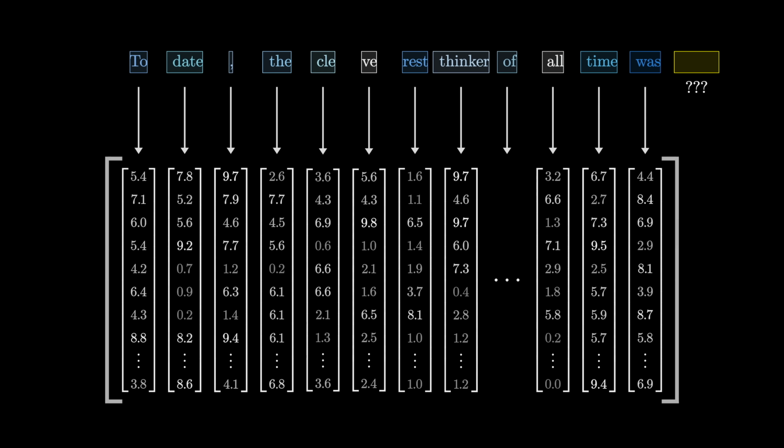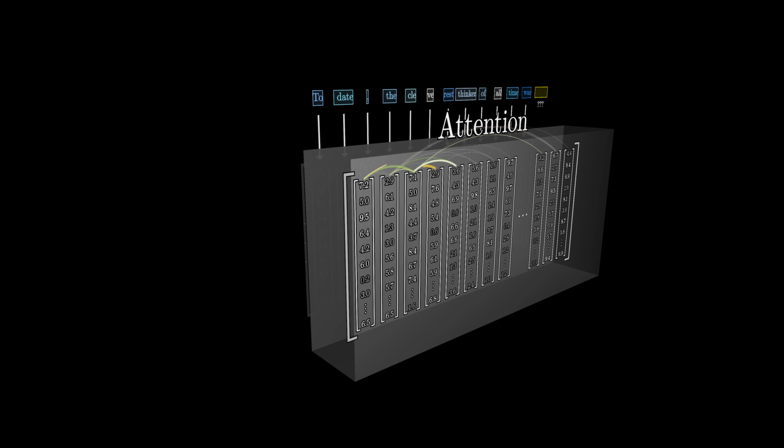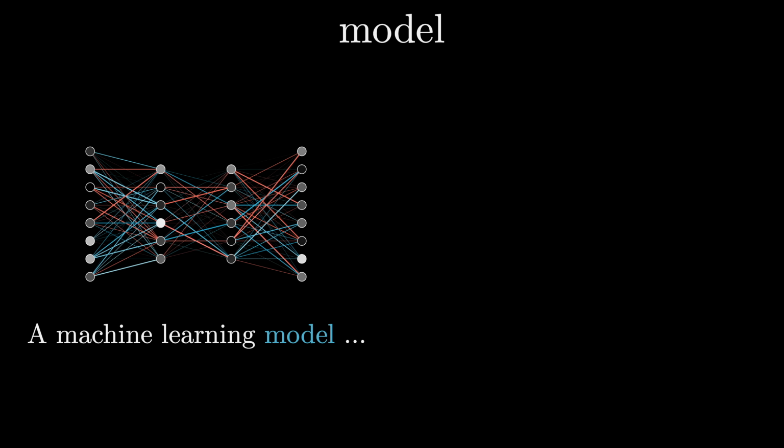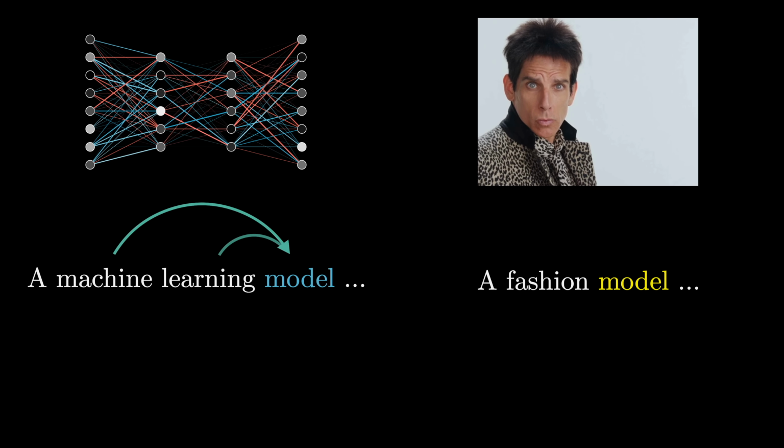This sequence of vectors then passes through an operation that's known as an attention block, and this allows the vectors to talk to each other and pass information back and forth to update their values. For example, the meaning of the word model in the phrase a machine learning model is different from its meaning in the phrase a fashion model. The attention block is what's responsible for figuring out which words in the context are relevant to updating the meanings of which other words, and how exactly those meanings should be updated.